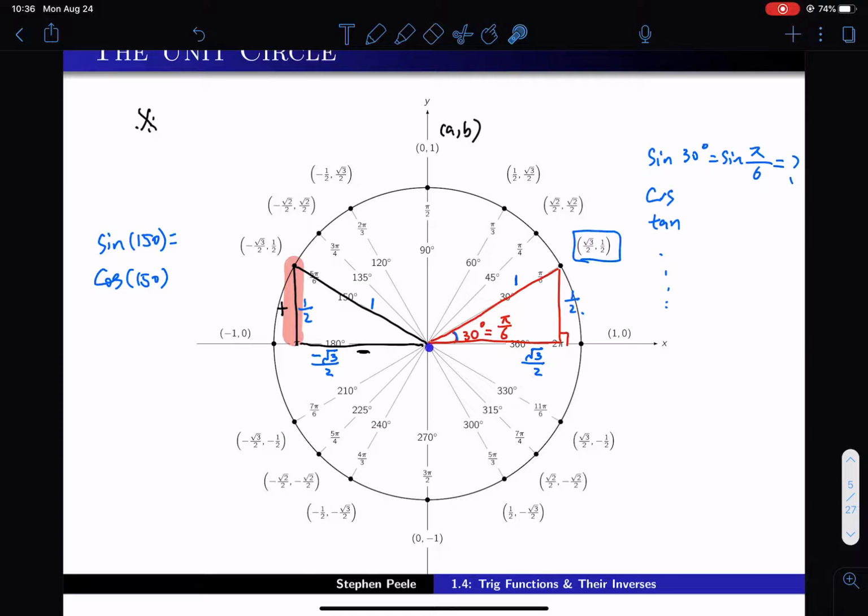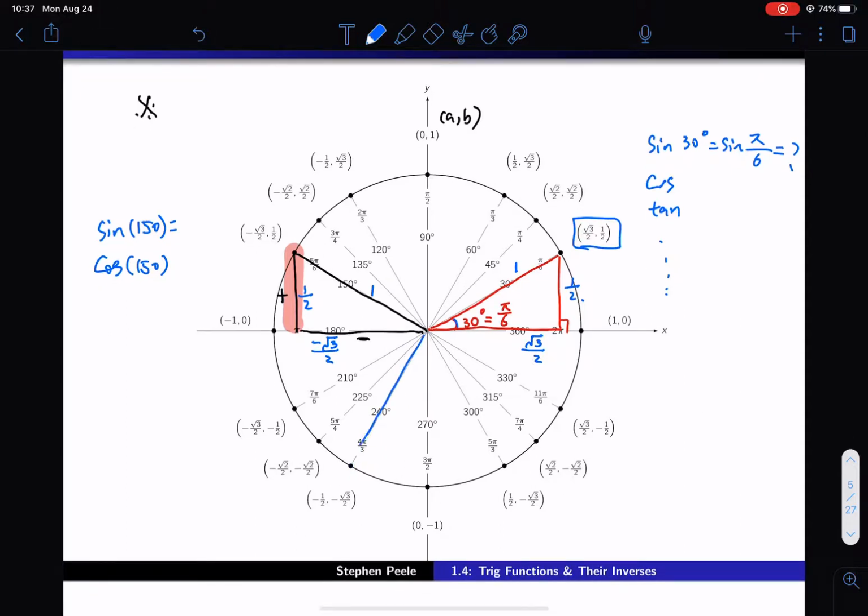For example, what is the sine 300 degree, or sine 3 pi over 2? Let's try one more example. You can see if the question is, what is sine 240 degree? That means we have to use this triangle. In this blue triangle, the radius is 1, so this is 1. But this one, you can see this part is negative. This part is also negative. So we know the sine is negative, and the cosine value is also negative.